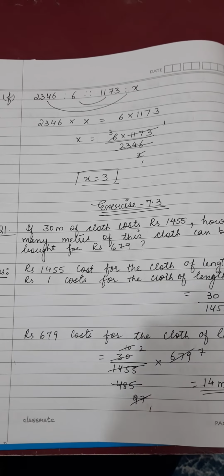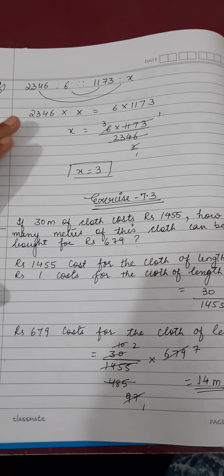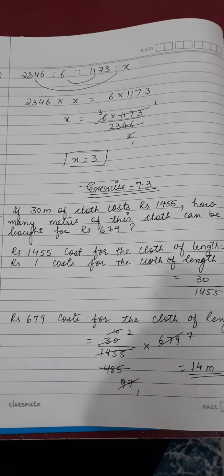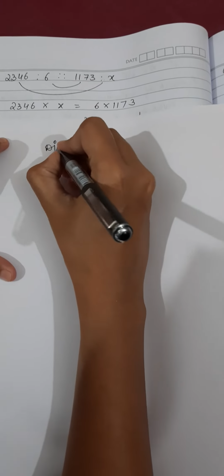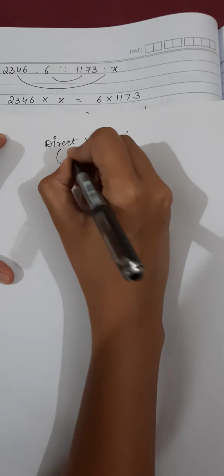Hi everyone. Today we are going to start with exercise 7.3. In this we will be doing the statement sums. Now the statement sums are based on two topics. First is the direct variation. In this direct variation we will be using the unitary method.